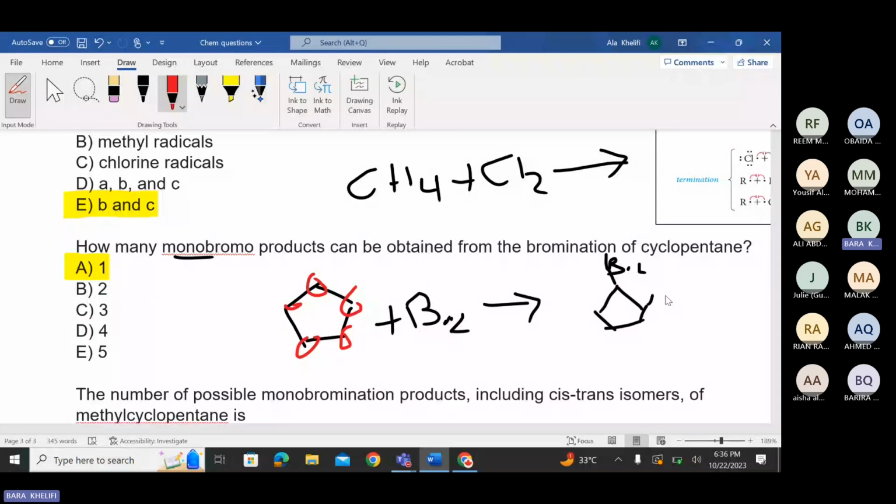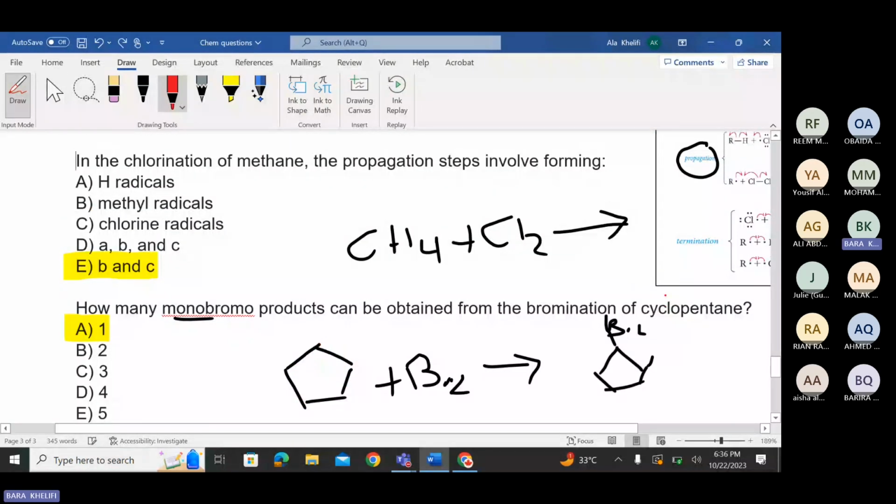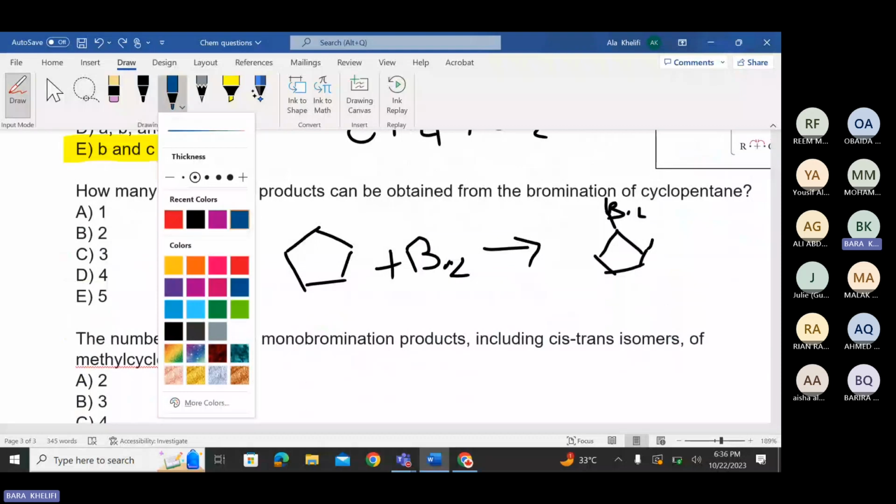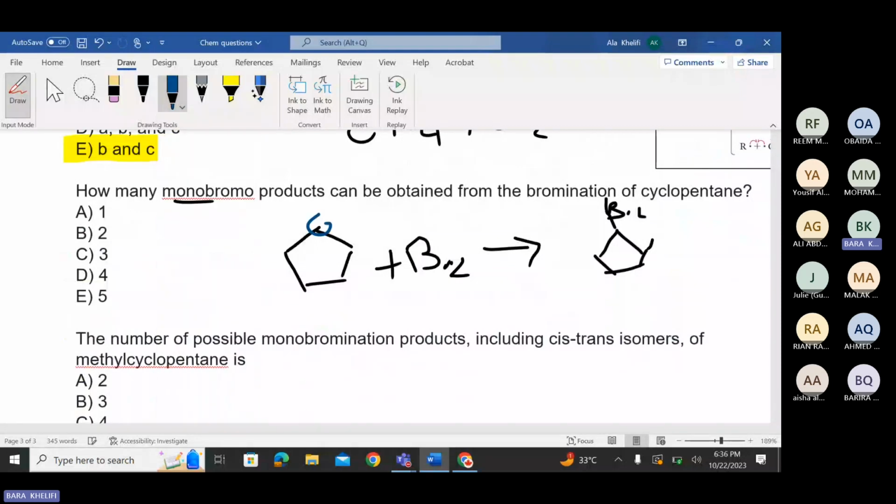How about if it was dibromo? Dibromo would be a different thing. Now, let's say we had both bromine molecules on the pentane. Let me use two different colors. Okay, let's start with blue. So if I put it here, the first one attaches here, and the second one attaches here. Now we have one product. This is the first product, correct? Yes. Now, if I attached it to here, is this the second product? Instead of having it here, having it here. It's the same thing.